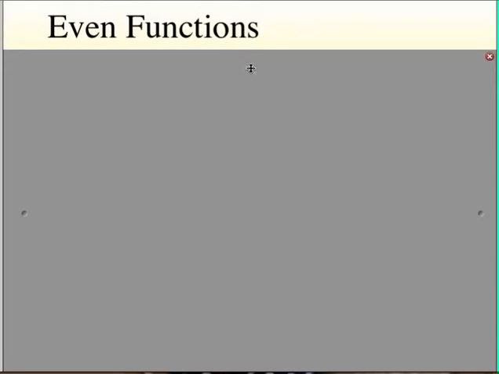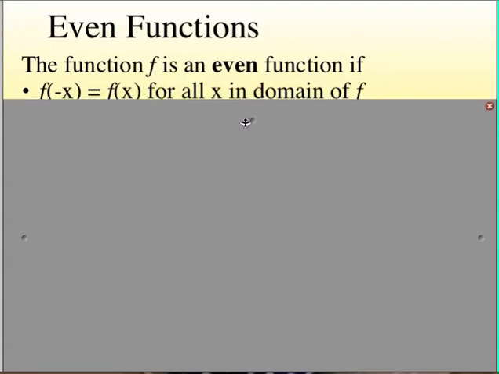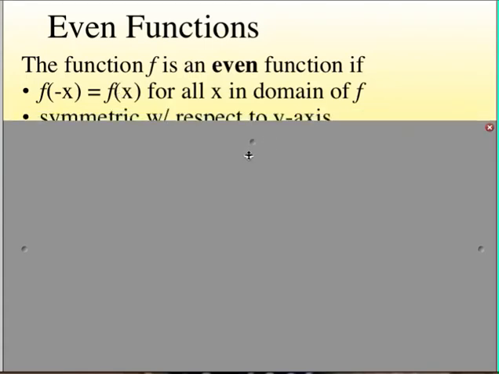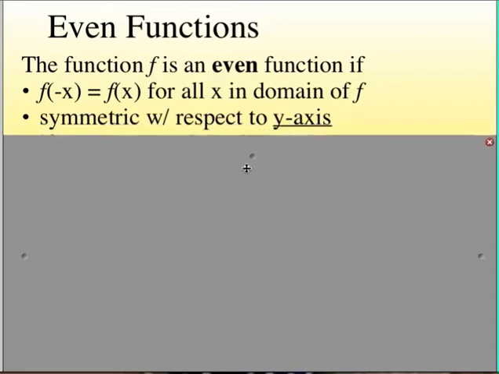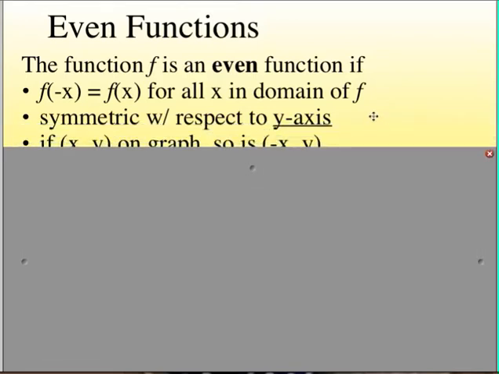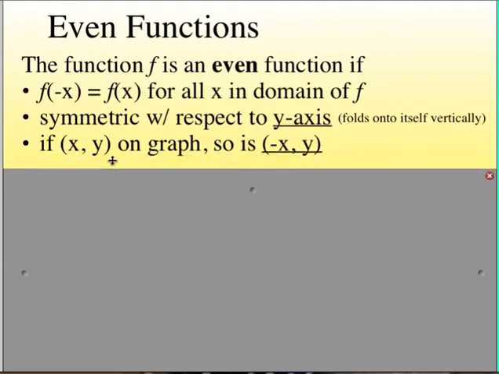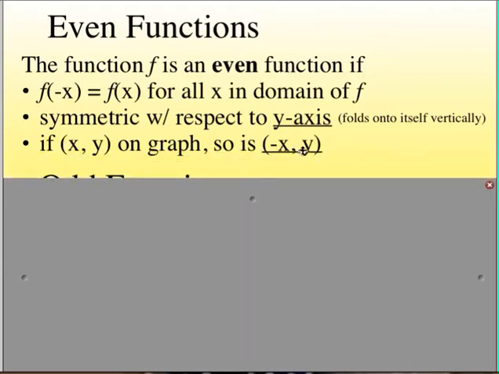So an even function is even if you can plug in a negative x value and it comes out as positive for all x in the domain of f. And this just means if you have an even function that the graph is symmetric with respect to the y-axis, meaning that it folds onto itself vertically. Another way to decipher if a function is even is if you have xy on the graph, then that means negative x, positive y is also on the graph.